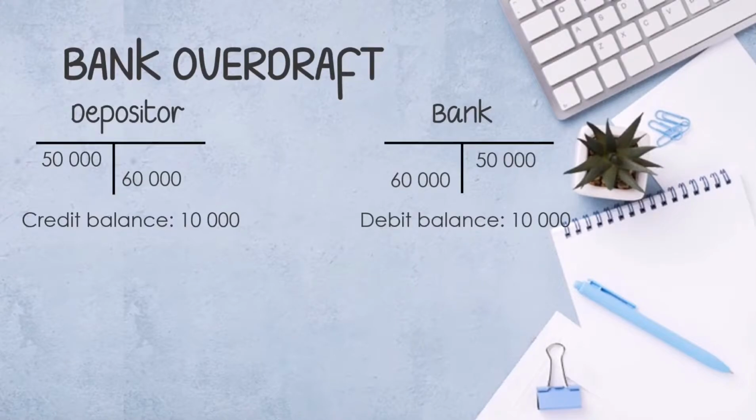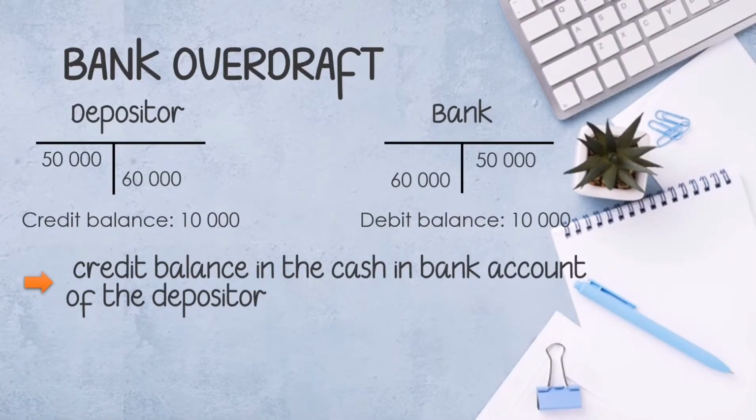So, bank overdraft is defined as the credit balance or debit balance, whichever point of view, in the cash in bank account of the depositor. In the Philippines, this is prohibited because we have bouncing check laws, where a depositor or company with checking accounts is not allowed to issue a check if there are no funds. So this bank overdraft is applicable mostly overseas or in other countries.